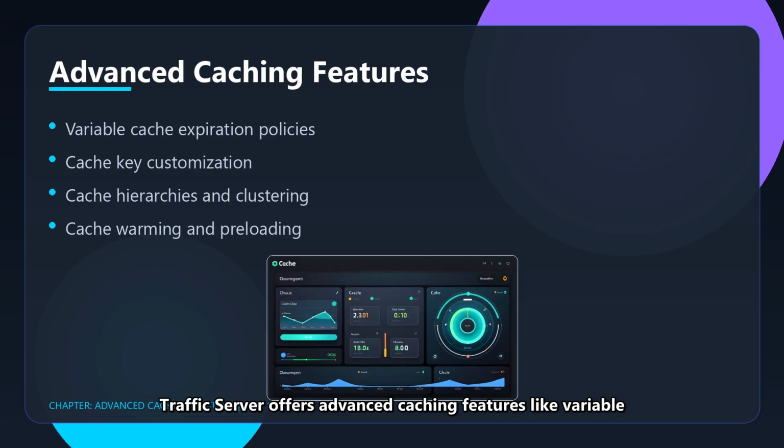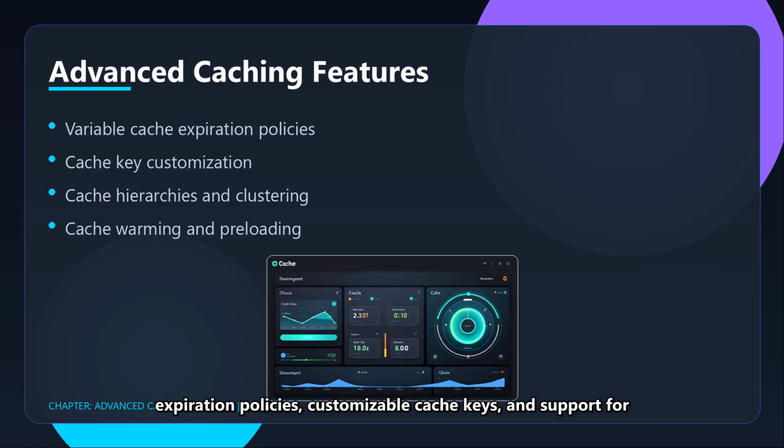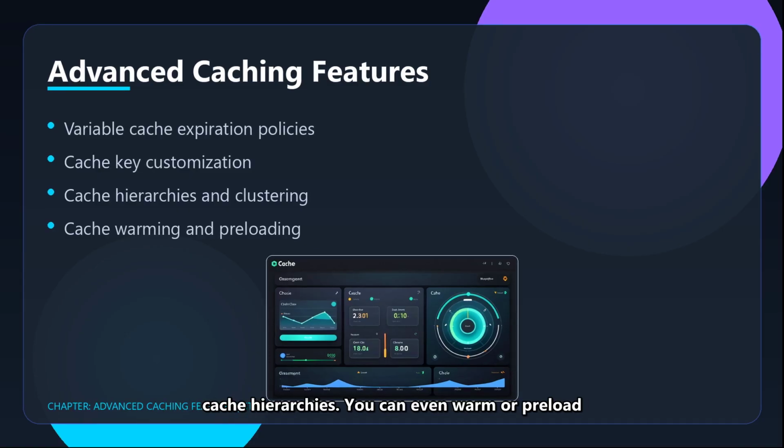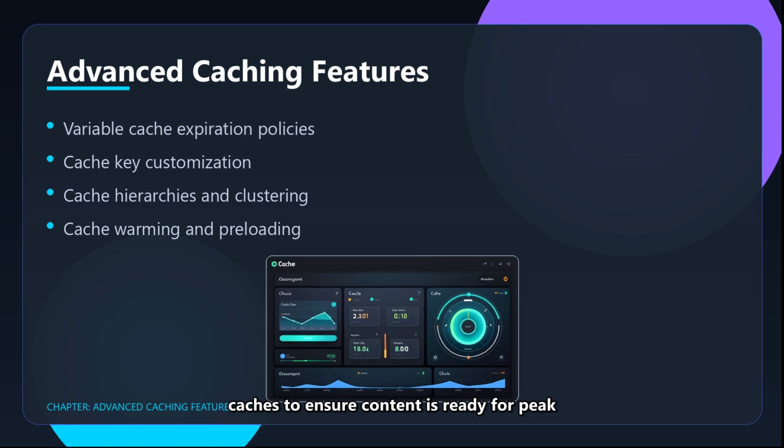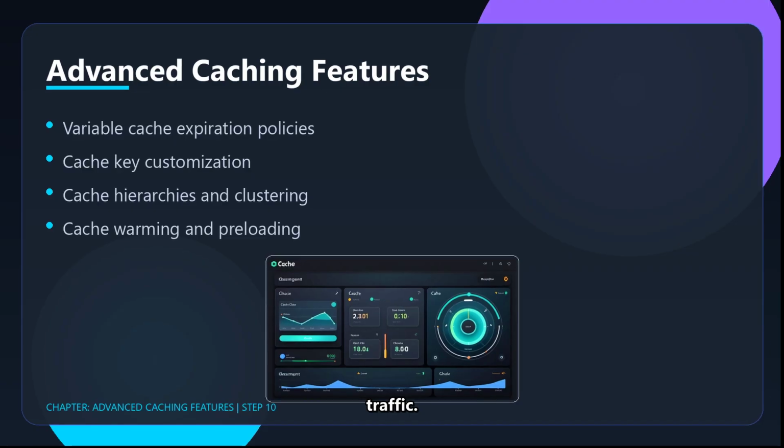Traffic Server offers advanced caching features like variable expiration policies, customizable cache keys, and support for cache hierarchies. You can even warm or preload caches to ensure content is ready for peak traffic.